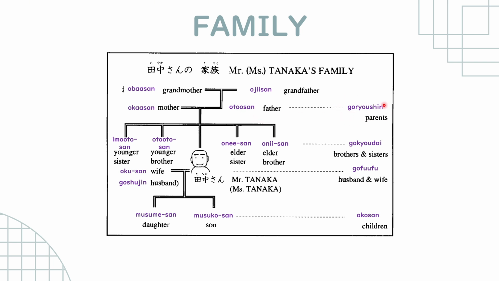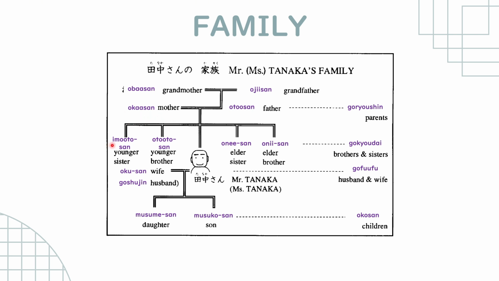For both parents of other people, you call them go-ryoshin. Go is basically a prefix that shows that you are being respectful. Okay, it's the same as o, right? Okuni, onamae. But this time it's go-ryoshin. If you are referring to other people's parents, you call them go-ryoshin. Other people's father, oto-san. Other people's mother, oka-san.